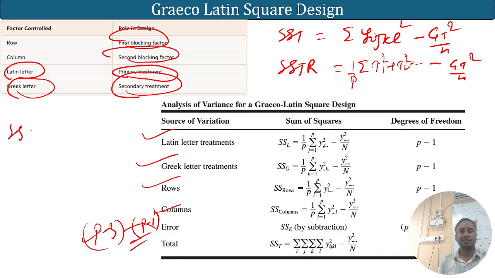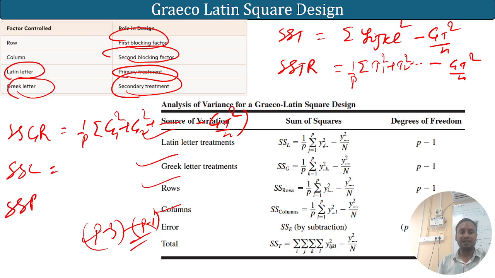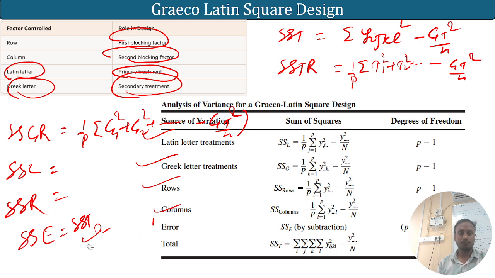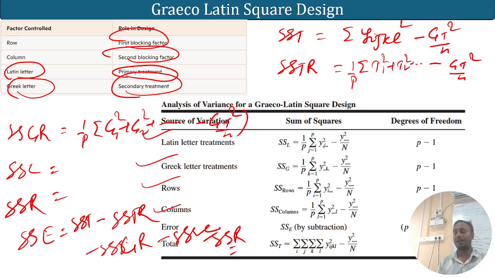If we talk about SS Greek, SSGR is 1 by p times the summation of G1 square, G2 square and so on, minus GT square by N. SSC and SSR are calculated in a similar way. SSE will become SST minus SSTR minus SSGR minus SSC minus SSR. I think it's clear. Shall we solve one problem?